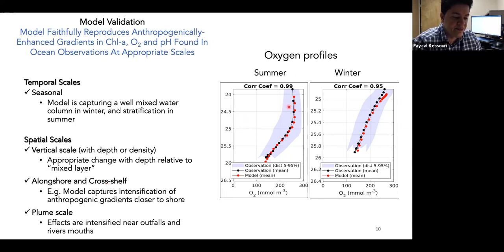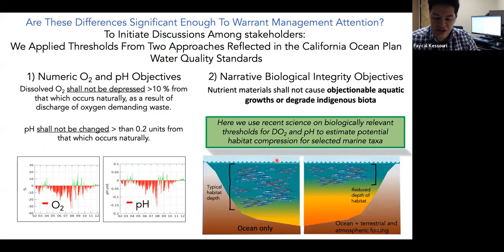As an example, I'm showing this comparison of oxygen profiles in two different seasons, where we are comparing an average profile. This is of the Los Angeles area, where the model is capable of getting the right shape and right range of variability as we are seeing in the observations. So I showed you that the model is predicting important differences in the Southern California shelf for biogeochemical cycles, nutrients, oxygen and pH, and we managed to validate that variability.